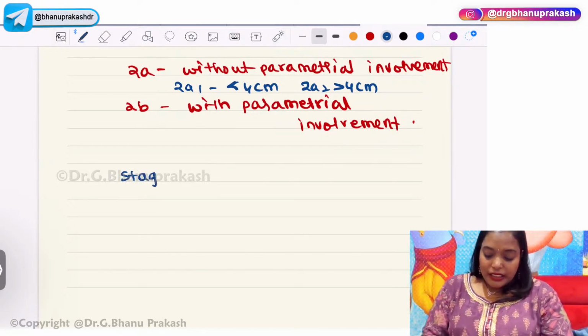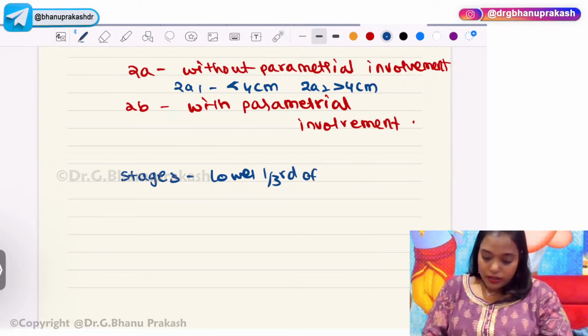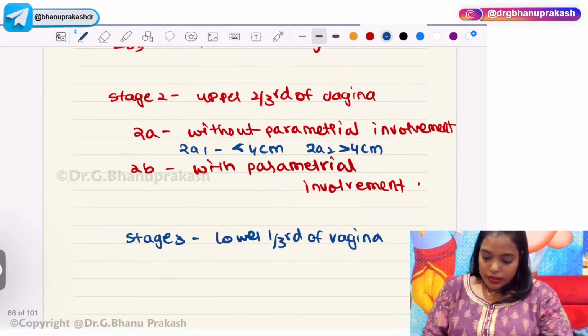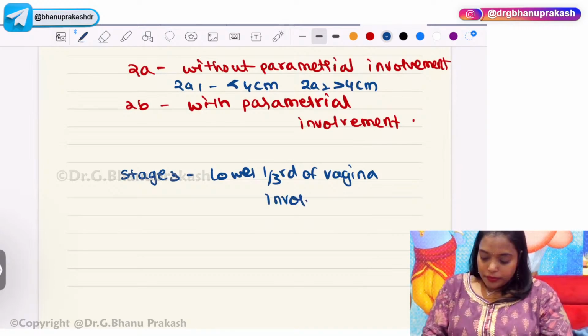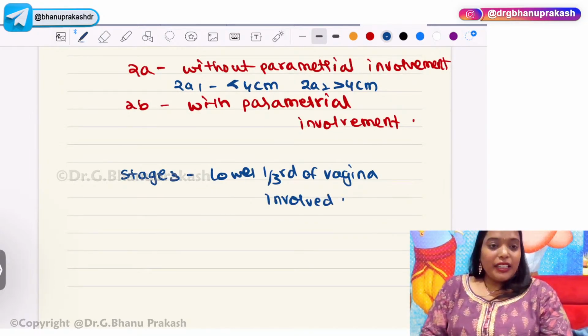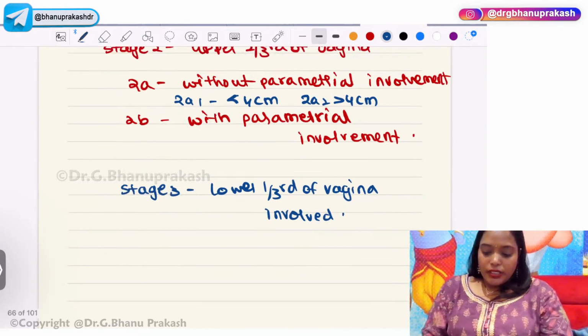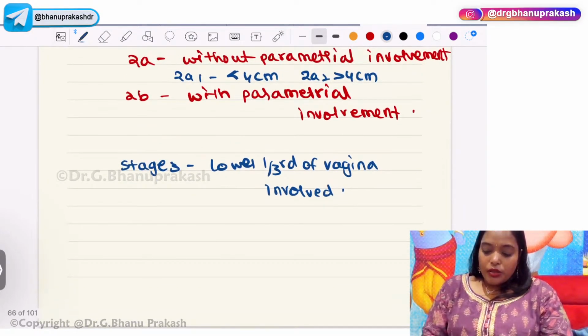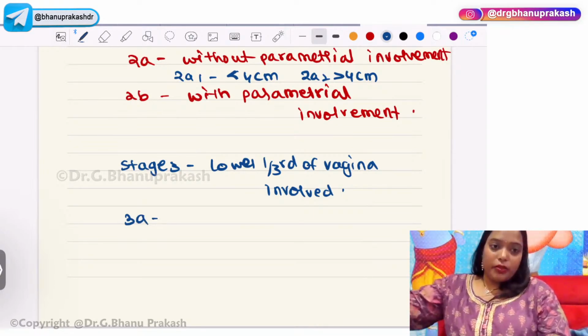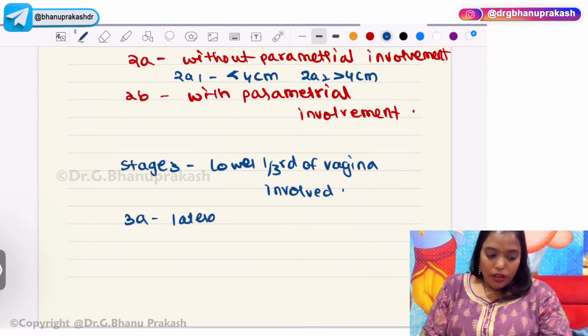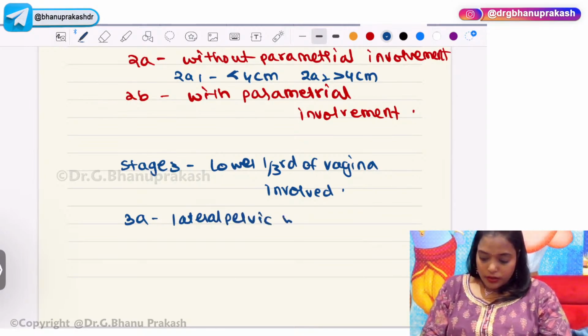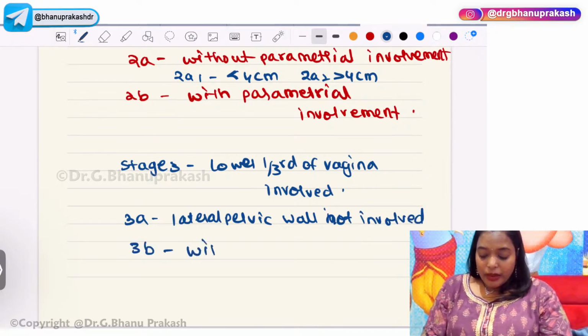Stage 3 is lower 1/3 of vagina is involved. So stage 3, 3A: A means the other side is not involved, so lateral pelvic wall not involved. 3B is with lateral pelvic wall involvement.